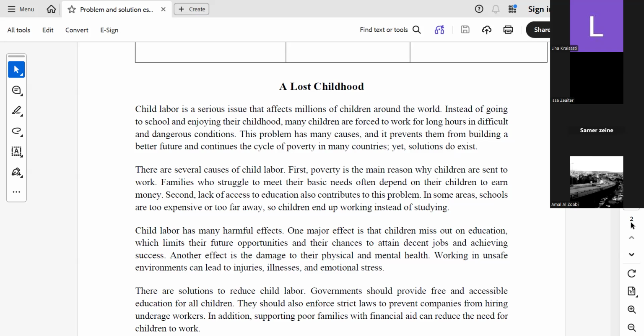Second body paragraph is going to be about the effects. Child labor has many harmful effects. Start. One major effect is that children miss out on education, which limits their future opportunities and their chances to attain decent jobs and achieving success.